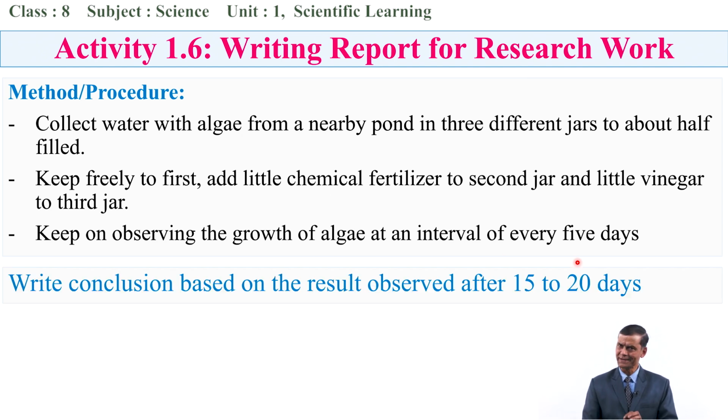Dear students, what do we have to do then? We have to observe the growth of algae every 5 days, or you can use weekly observation also. You can go on observing in which jar algae will grow rapidly. Then write the conclusion based on the result. Observe after 15 to 20 days. After 15 to 20 days, what would be the result? We have to draw the conclusion.